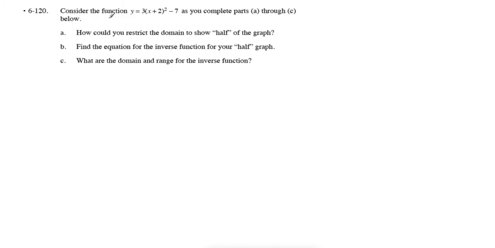6-120. Consider the function y equals 3 times the quantity of x plus 2 squared minus 7 as you complete parts A through C below. Letter A. How could you restrict the domain to show half of the graph? Well, as we look at it here, we know that this is going to end up being a parabola, right? y equals 3 times the quantity of x plus 2 squared minus 7 is a parabola.